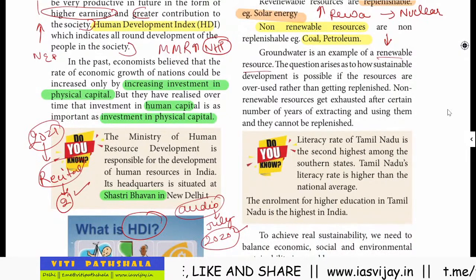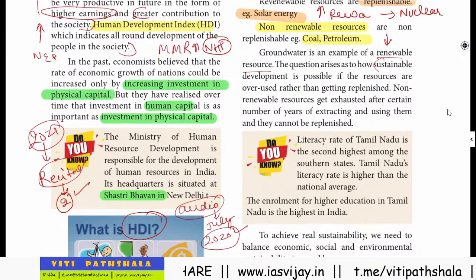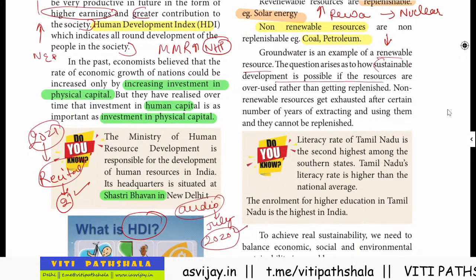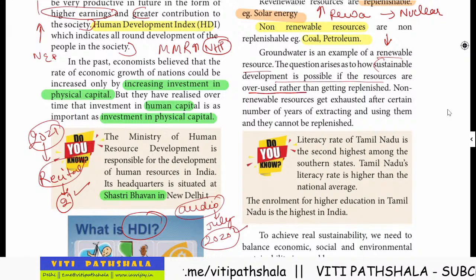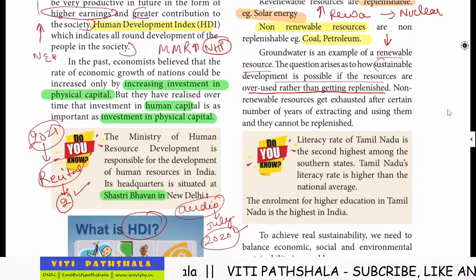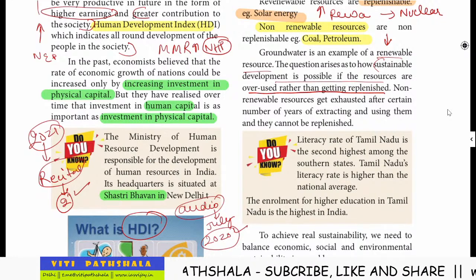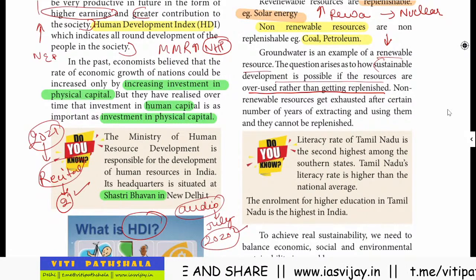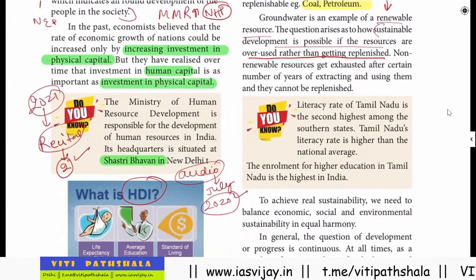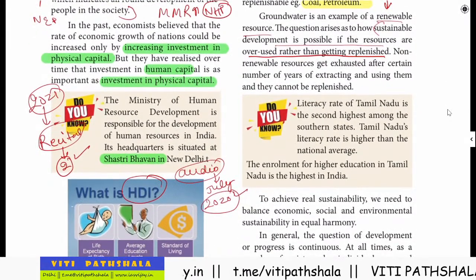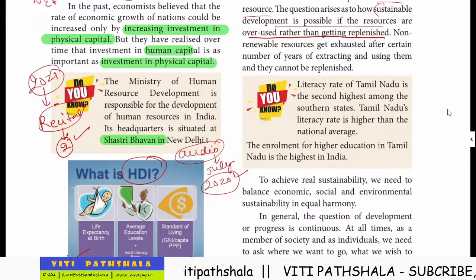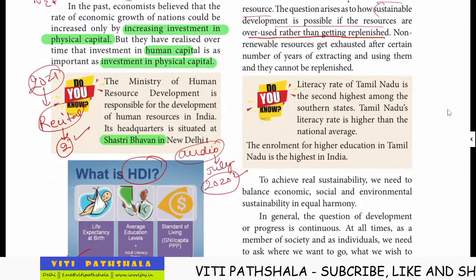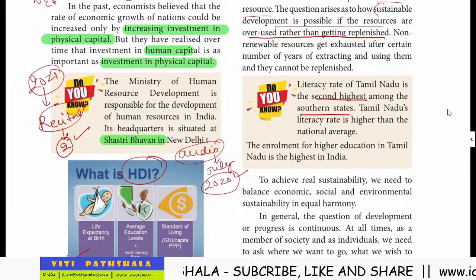The question arises how sustainable development is possible if the resources are overused rather than getting replenished. Now, non-renewable resources get exhausted after a certain number of years of extracting and using them, and they cannot be replenished.